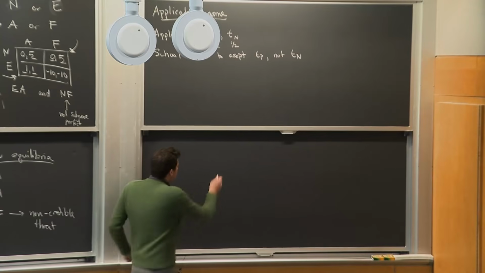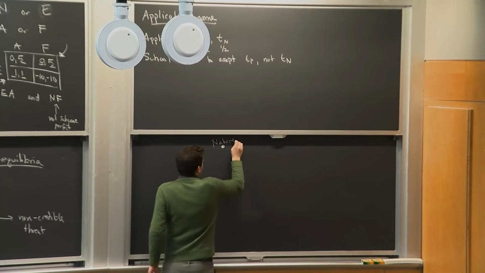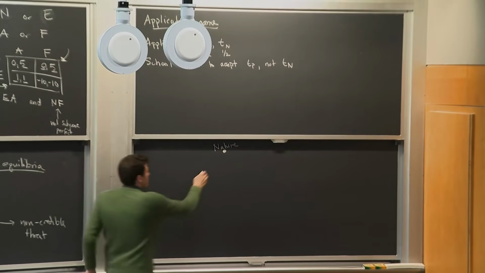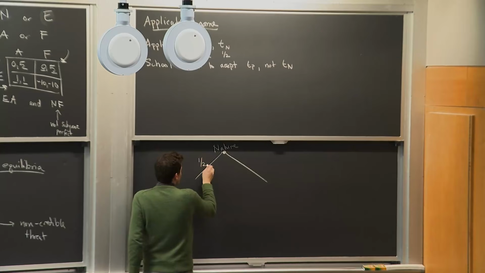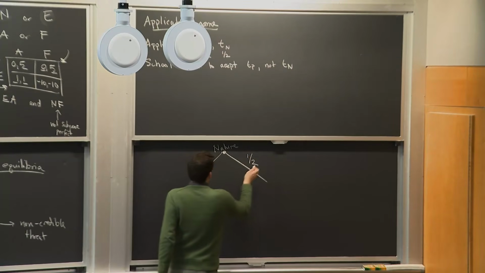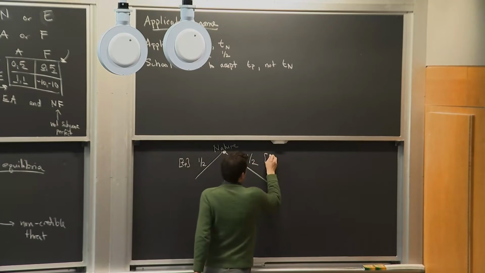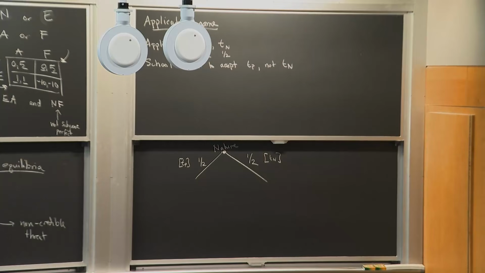So maybe I need a new board, this is going to get a little big, this game. Let's start here. So we start with nature. And nature is first going to draw whether this person is passionate or not. So we're going to have nature making this first move, probability 1/2, probability 1/2, and this is going to be kind of the passionate student. This is going to be the non-passionate student.